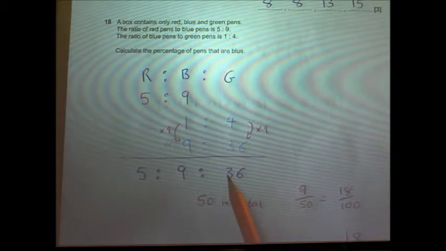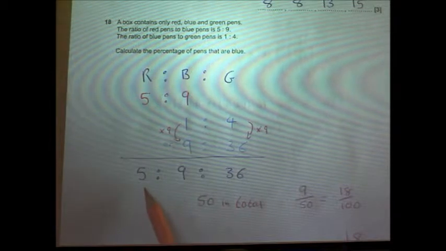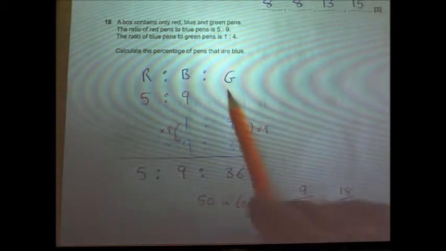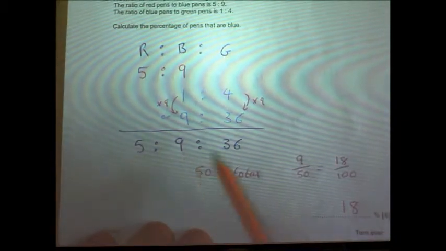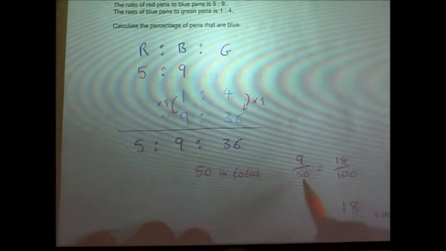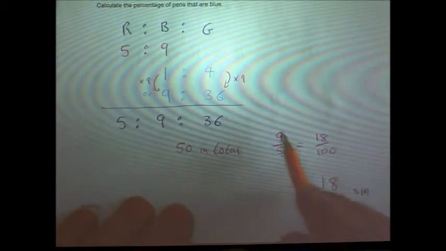Because we're dealing in ratios and percentages, they're not actual numbers, they're just ratios. There could be 500, 900 and 3,600 for all we know, but because we're asked about the percentage, it doesn't matter too much. So anyway, 5 parts to 9 parts to 36 parts, that's 50 parts in total. How many of them are blue? Well, 9 out of the 50 are blue, so you need to convert that to a percentage.